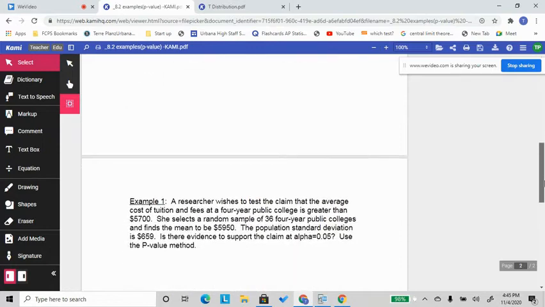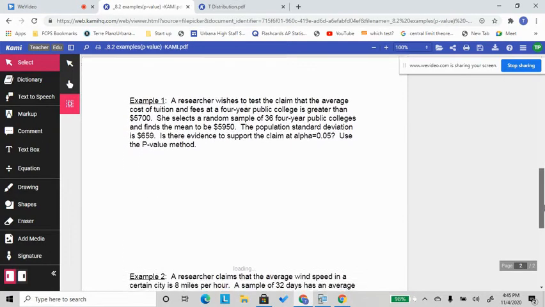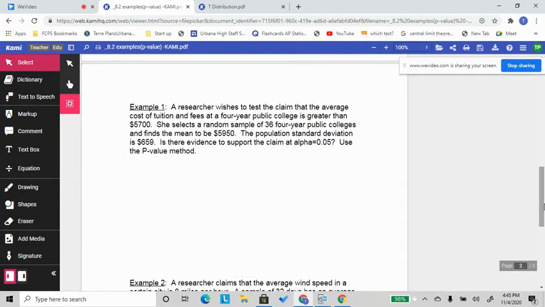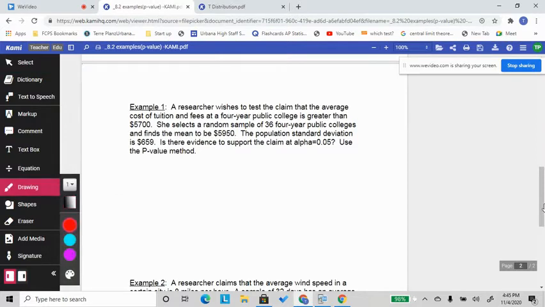So we're going to do an example of a hypothesis test that we learned the other day, and then we're going to go through it, and then I'm going to talk to you about what the p-value is. Okay, a researcher wishes to test the claim that the cost of tuition and fees at a four-year public college is greater than $5,700. She selects a random sample of 36 four-year public colleges and found the mean to be $5,950.